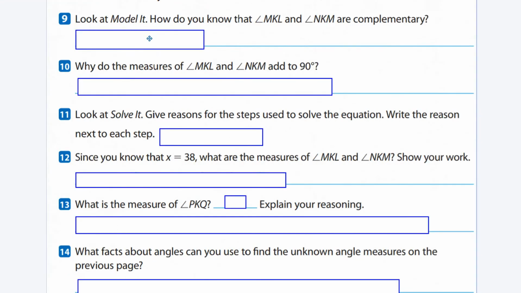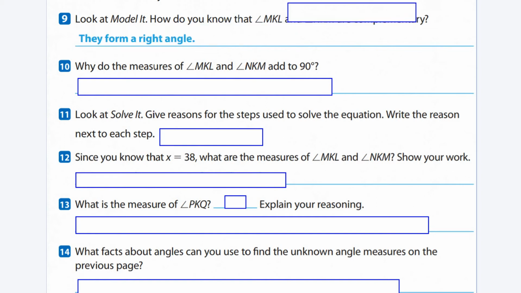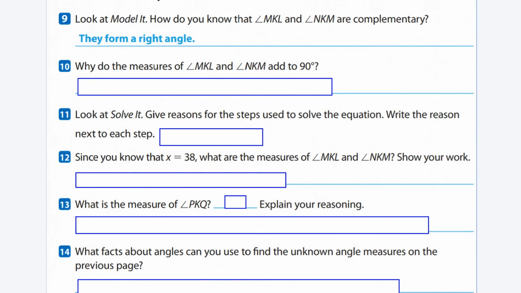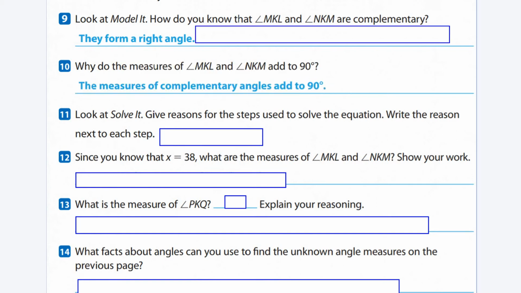Question 9. How do you know that angle MKL and angle NKM are complementary? Well, they form a right angle. We saw that previously. They form together a right angle, right here. Question 10. Why do the measures of angle MKL and angle NKM add to 90 degrees? Well, they're complementary angles. Complementary angles add up to 90 degrees.